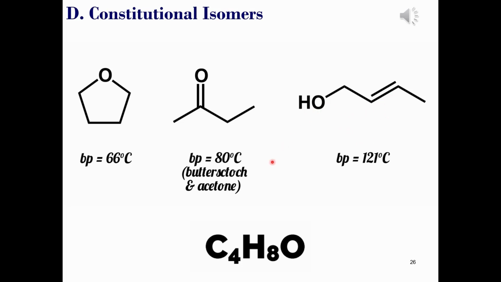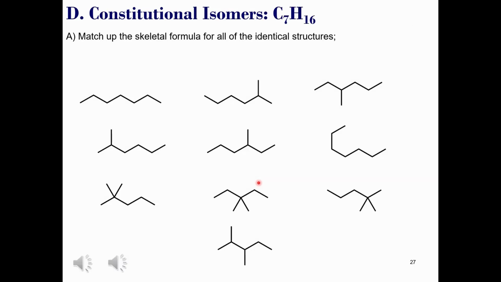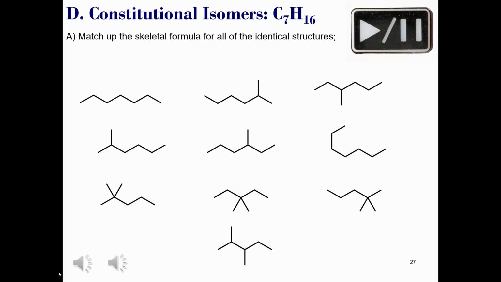So what we're going to do on the next slide is consider some constitutional isomers of a hydrocarbon. On this slide are a number of constitutional isomers of the hydrocarbon C7H16. What I would like you to do is to match up the skeletal formula for all of the identical structures. Just to give you a bit of a clue, there are two structures at the end that will have unique structures. Please pause the video and continue when you are ready.